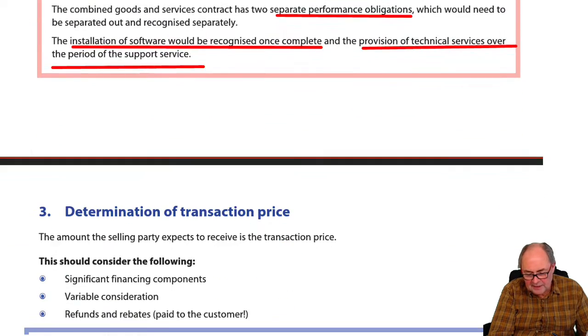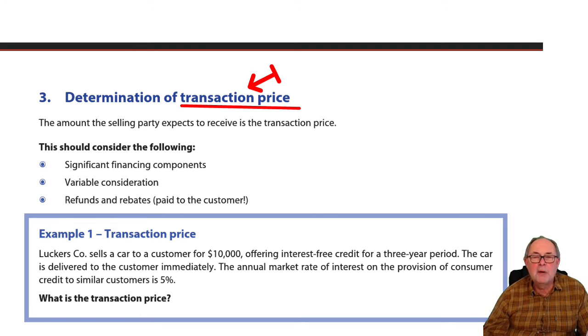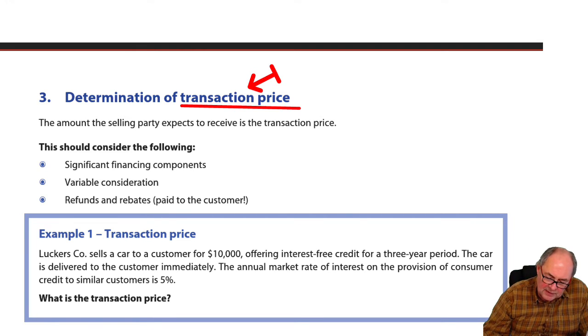Stage 3 is sort out the price, and essentially, of course, what you're really trying to do is to simply say, what is it that I'm most likely to receive?